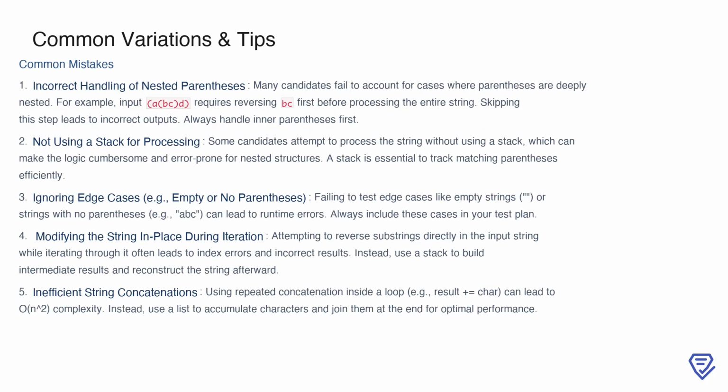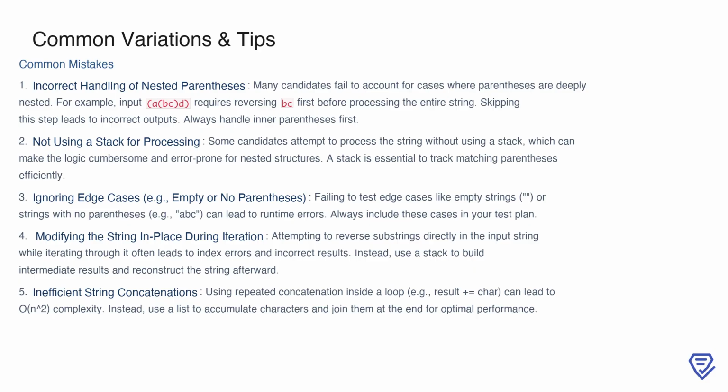When working on this problem, there are a few common pitfalls to be aware of. First, nested parentheses can often throw candidates off. For instance, given an input like A, B, C, D, the inner substring BC must be reversed first before considering the larger expression. Skipping this step leads to incorrect results, so always ensure you handle the most deeply nested parentheses first. Next, the use of a stack is critical for properly managing the hierarchy of parentheses. Without it, the logic can become overly complex and prone to errors, especially with nested structures.